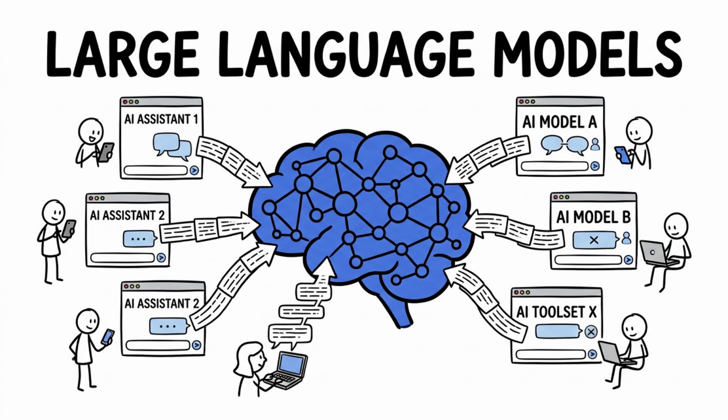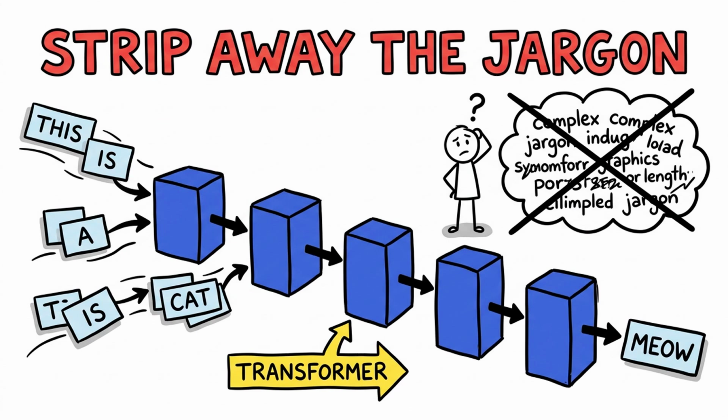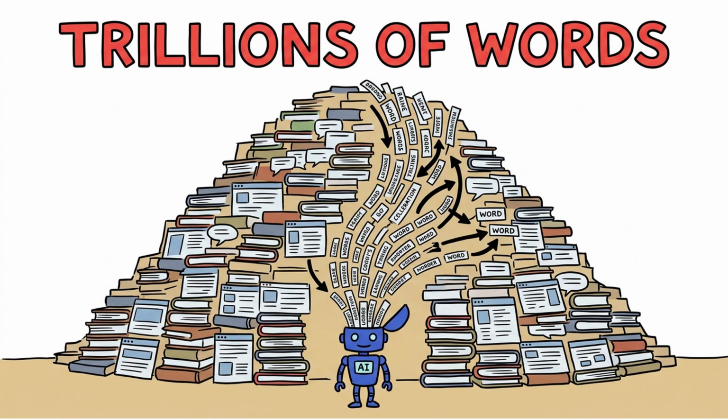Large language models, the systems behind ChatGPT, Llama, Qwen, and nearly every tool you call AI today, are built on something called a transformer architecture. Strip away the jargon and here's what's actually happening. The model looks at an enormous mountain of text, sometimes trillions of words, and it learns statistical patterns.